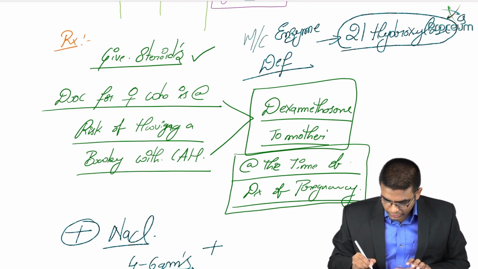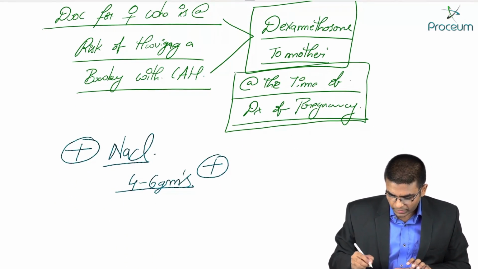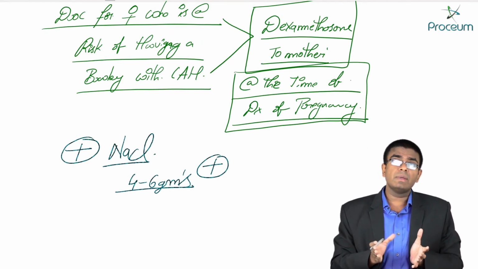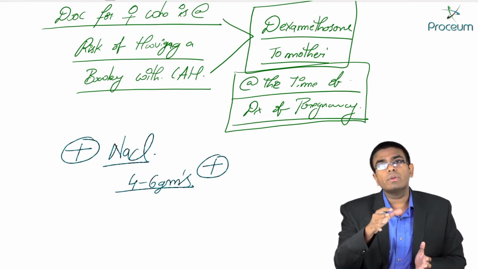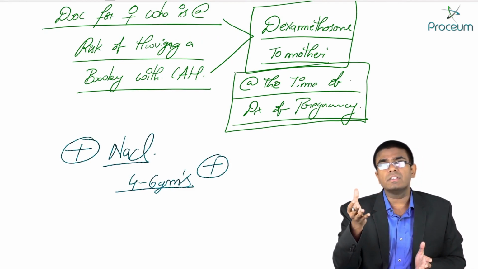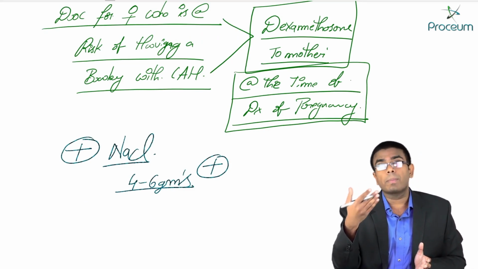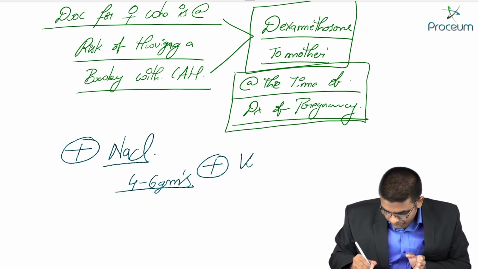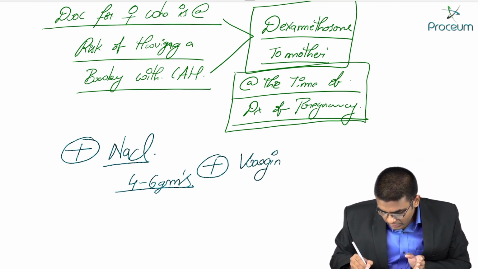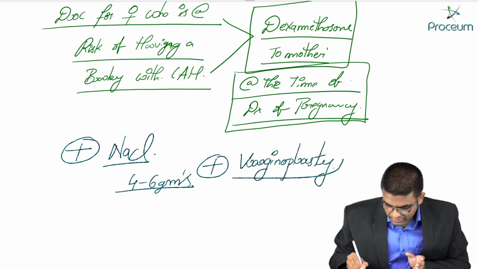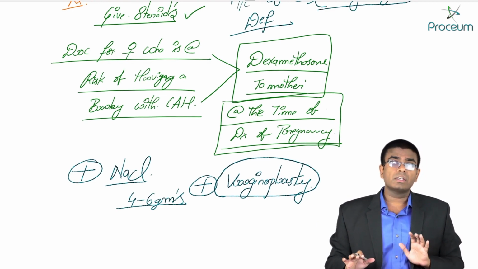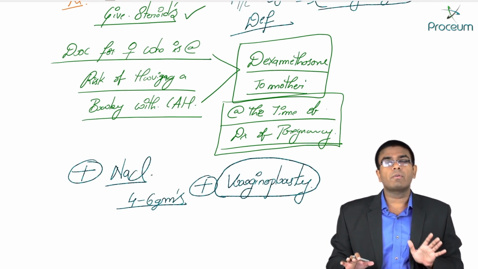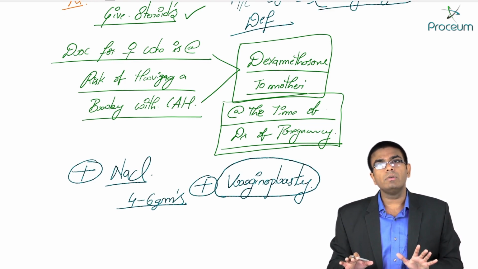Along with this, what else can we do? Do the vaginoplasty. This is a female with male external genitalia, so we can take her to the plastic surgeon and do a vaginoplasty, recreation of the vagina. So these are the important points we have to keep in mind while we are discussing congenital adrenal hyperplasia.